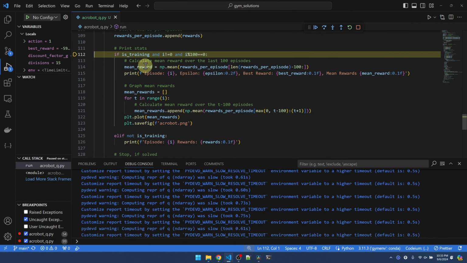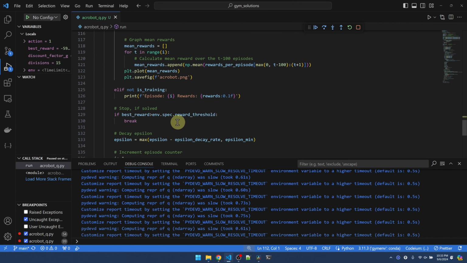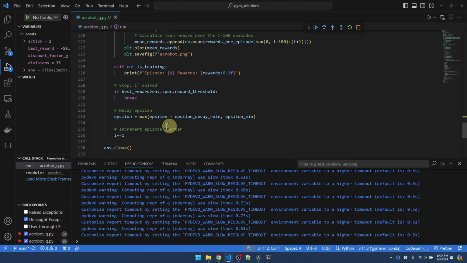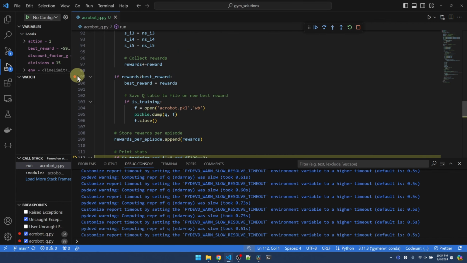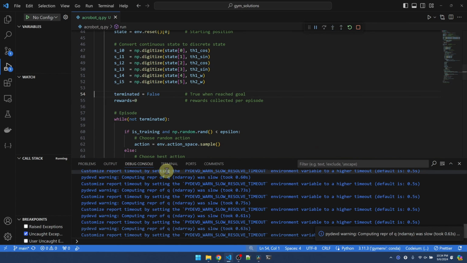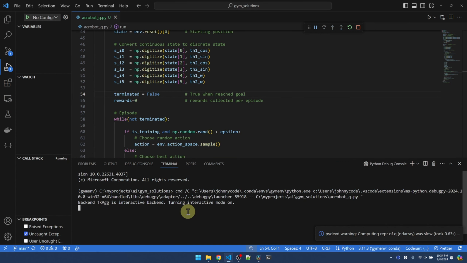All we're doing here is calculating the average reward over the last 100 episodes and then graphing it and saving it into an image. If our best reward is better than the reward threshold, which is defined as minus 100, we'll break out of the training loop and that would be the end of our training. Otherwise, we will decay epsilon here and increment our episode counter. And that is it. So let me remove the breakpoints and I will let the training run by itself and we'll take a look at the log down here.